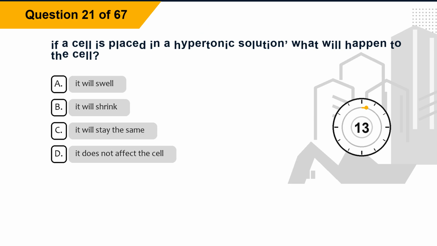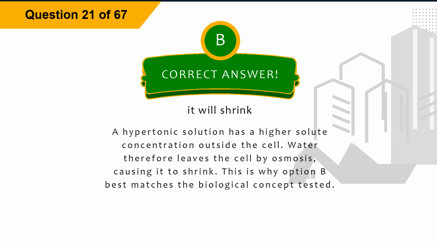Question 21. If a cell is placed in a hypertonic solution, what will happen to the cell? Option A, it will swell. Option B, it will shrink. Option C, it will stay the same. Option D, it does not affect the cell. The correct answer is option B, it will shrink. Explanation. A hypertonic solution has a higher solute concentration outside the cell. Water therefore leaves the cell by osmosis, causing it to shrink. This is why option B best matches the biological concept tested.